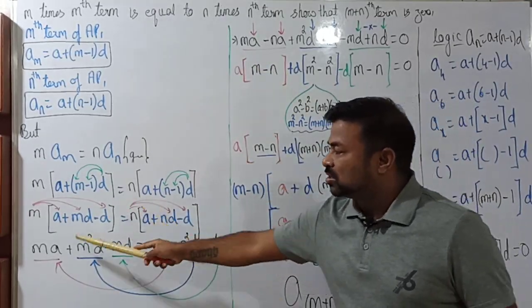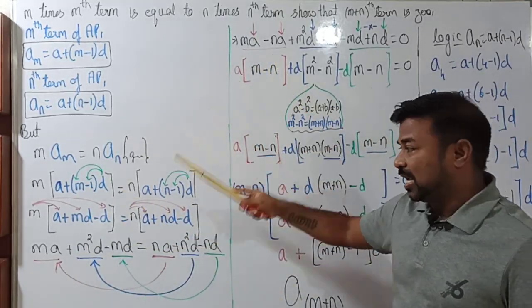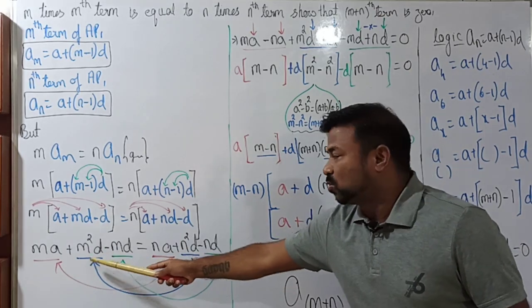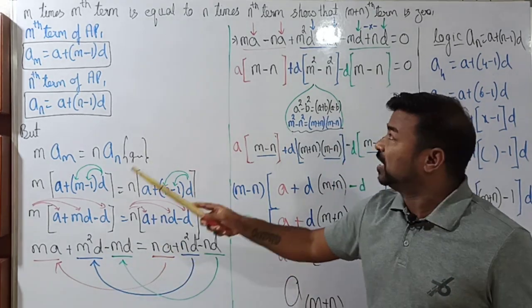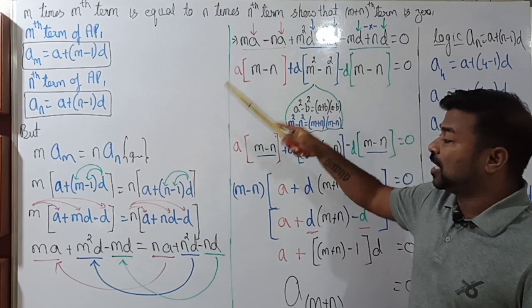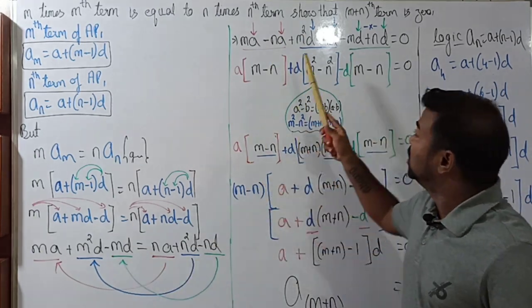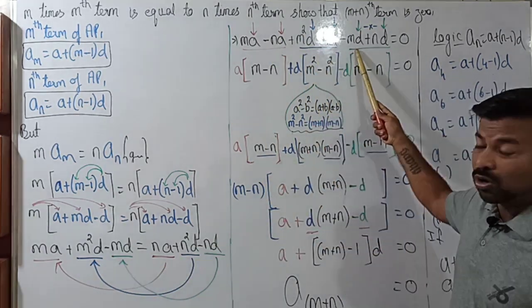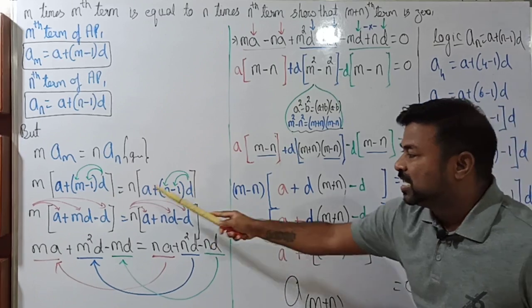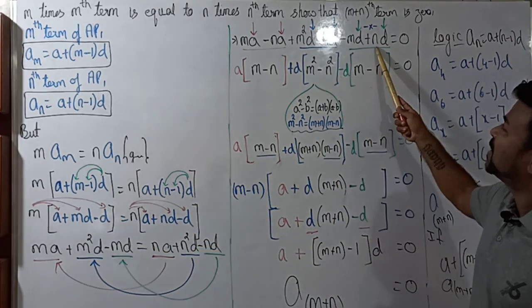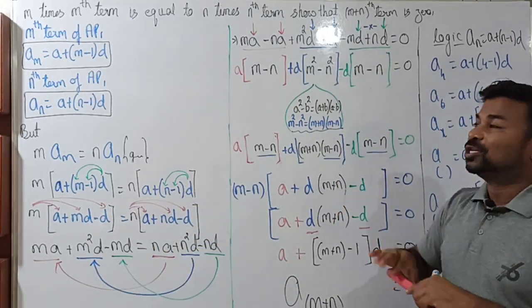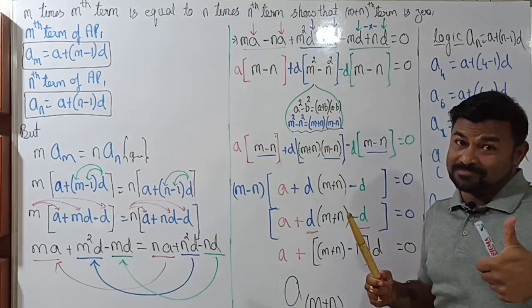MA, the NA goes there and becomes minus NA. Right? In the same way, M square D is there. Now I am sending N square D to the other side. It went and became minus. And minus MD is already there. The minus ND shifted to the other side and became plus ND. Right. So the required 0 has come.